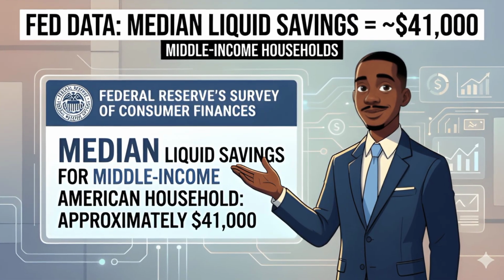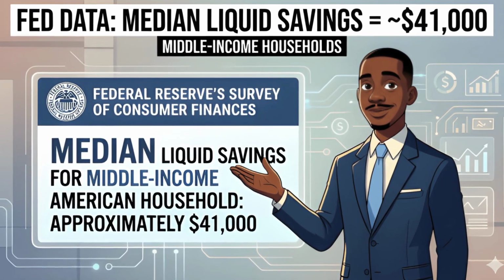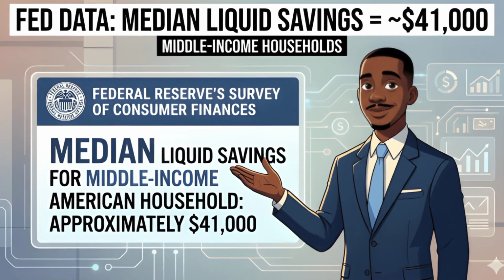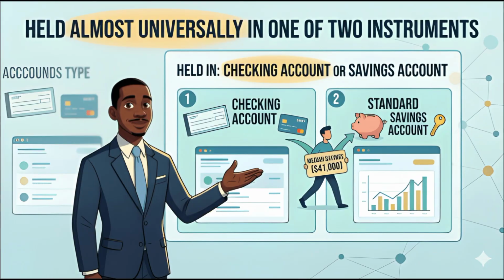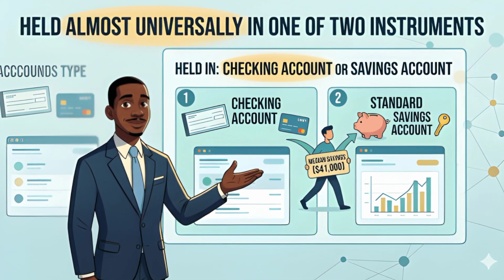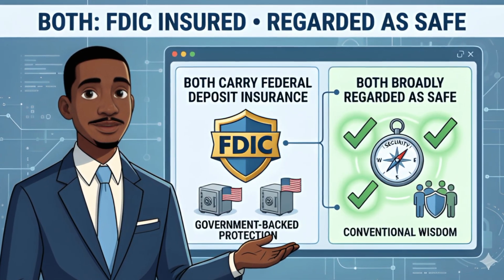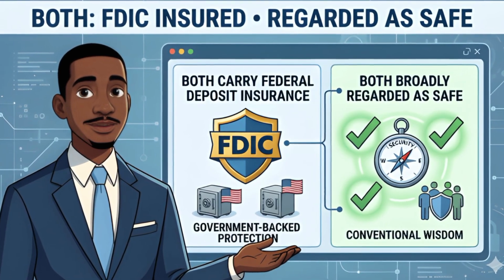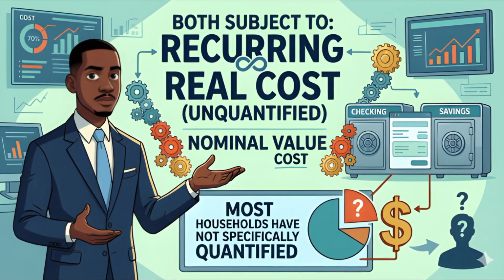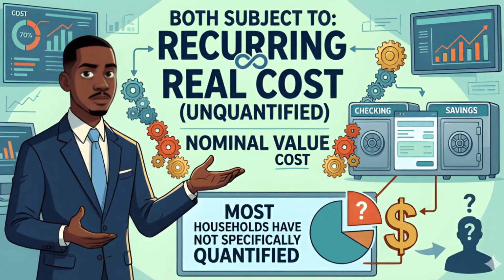According to the Federal Reserve's Survey of Consumer Finances, the median liquid savings for a middle-income American household is approximately $41,000. That money is held almost universally in one of two instruments: a checking account or a standard savings account. Both carry federal deposit insurance. Both are broadly regarded as safe. And both are subject to a recurring real cost that most households have not specifically quantified.